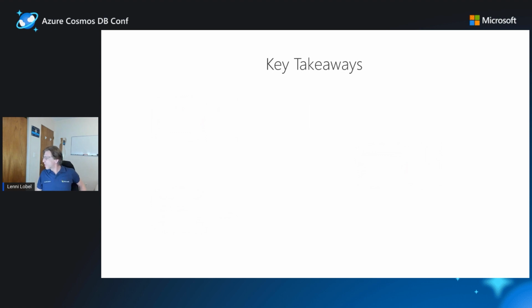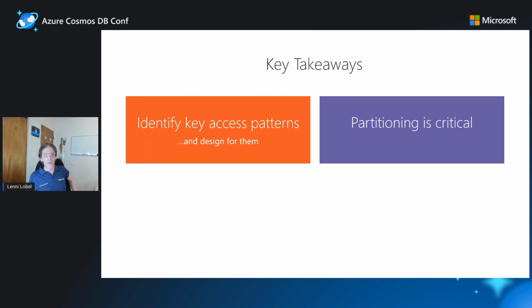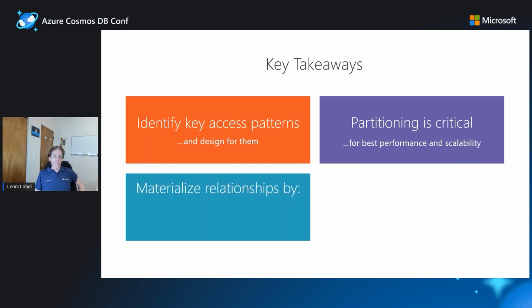The key takeaways for this session are: you really must know your key access patterns, how your database is going to be most frequently queried and written to as well, and you design for those patterns. To state the obvious, partitioning is critical. You're not going to achieve that performance and scale if you pick a poor partition key. You want uniform distribution as much as possible, both for storage and throughput.